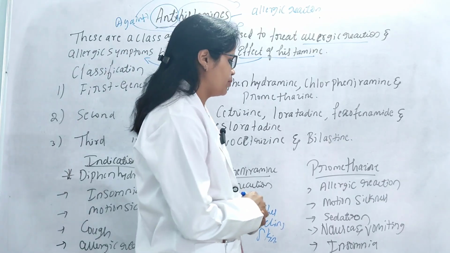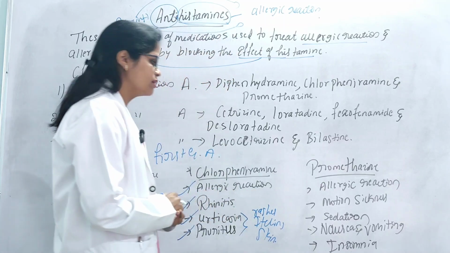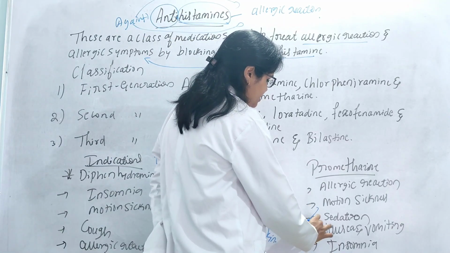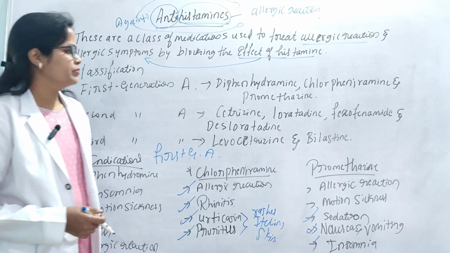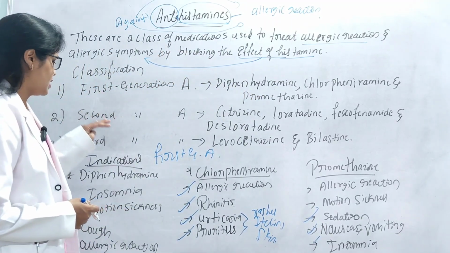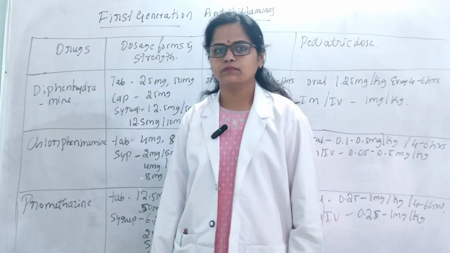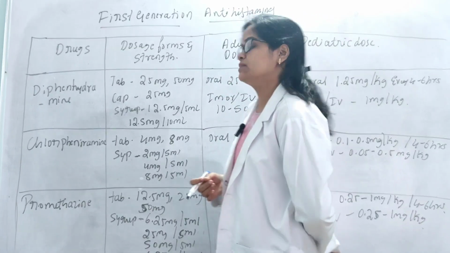And next is promethazine. Promethazine is administered for the treatment of allergic reactions, motion sickness, as well as for sedation, to treat nausea and vomiting, and to treat insomnia, that is a lack of sleep. Okay, these are the classifications and indications of the first generation antihistamines. Next we'll see about the first generation antihistamines.